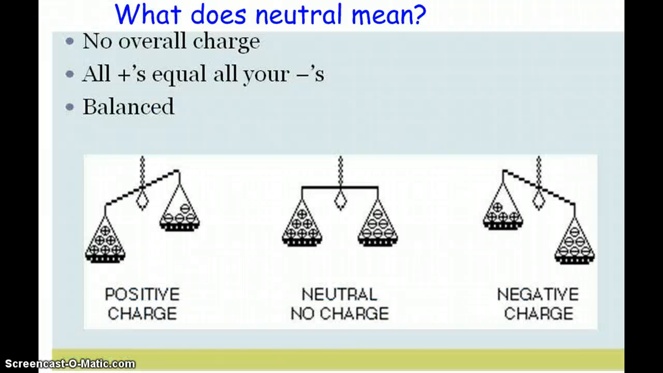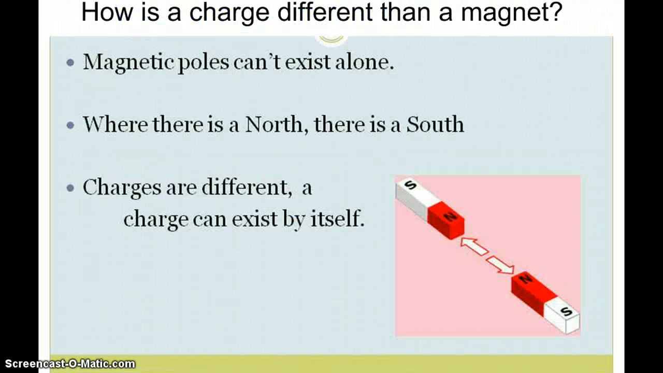Okay. Neutral means no charge. Same number of protons and electrons. Negative charge, you're gaining electrons. Positive charge, you're losing electrons. Okay, so that is a neutral charge.